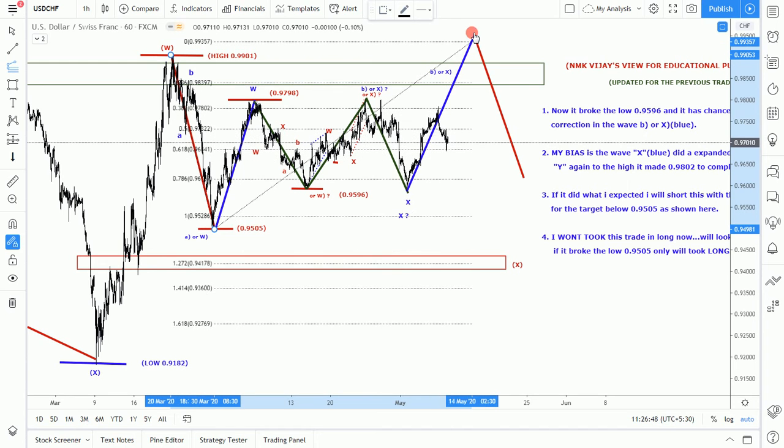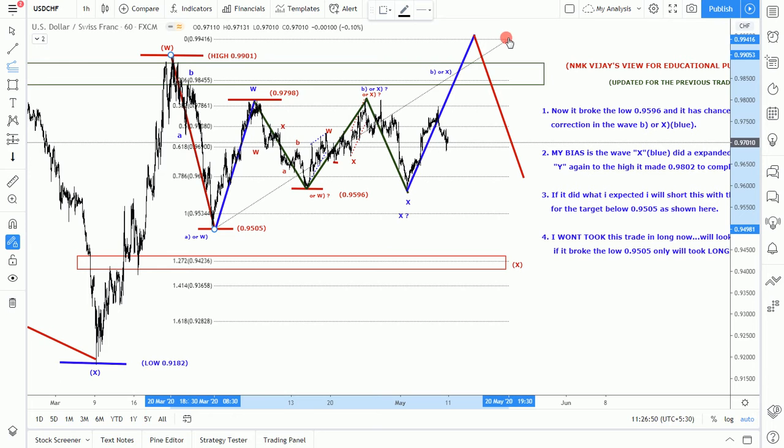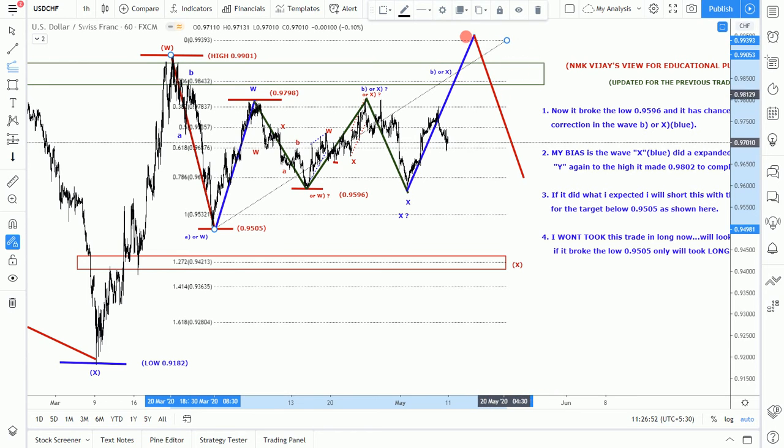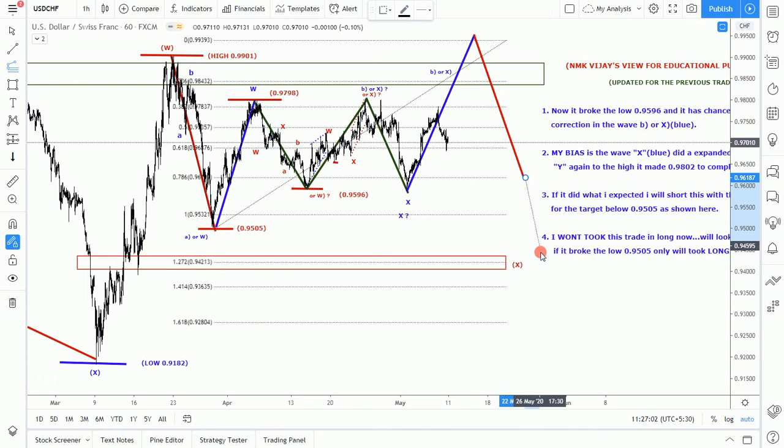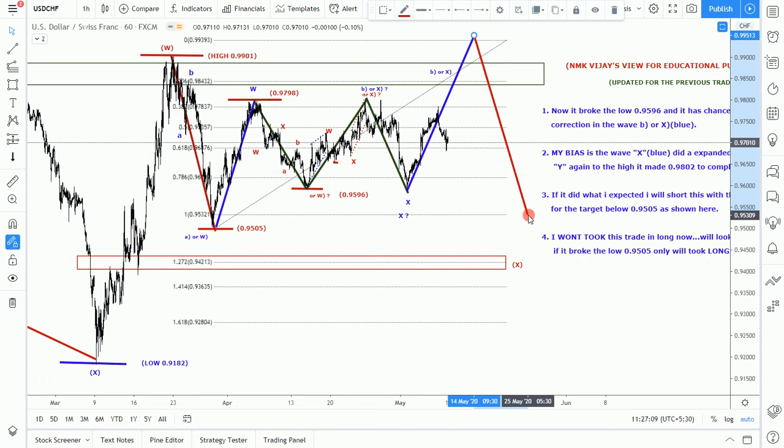So if it ends here, 78.6 is here, and I draw that same line at 96.15. Or if it is an expanded flat, it can travel up to this level, 1.272. If it is 100 here, it's also a running flat. If it is an expanded flat, it has to move above this. It has to break this A wave or W wave.